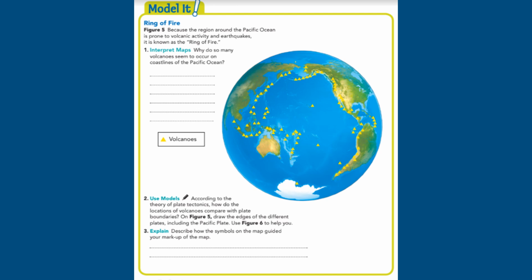So, now, according to the theory of plate tectonics, how do the locations of volcanoes compare with plate boundaries? On figure 5, draw the edges of the different plates, including the Pacific plate. Use figure 6 to help you. So on page 113, you guys have an image that will help you draw these beautiful lines, but I'm going to wing it, and I'm sure it's not going to be great, but here we go.